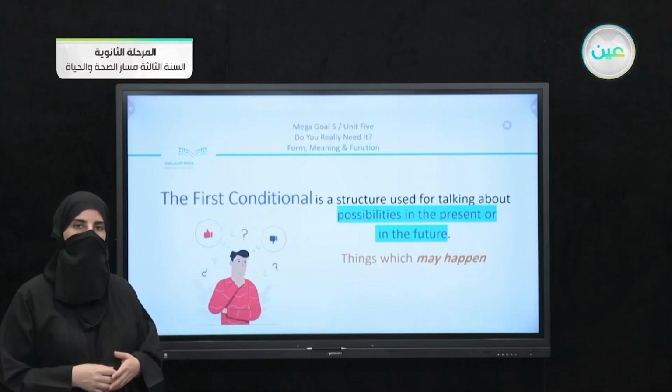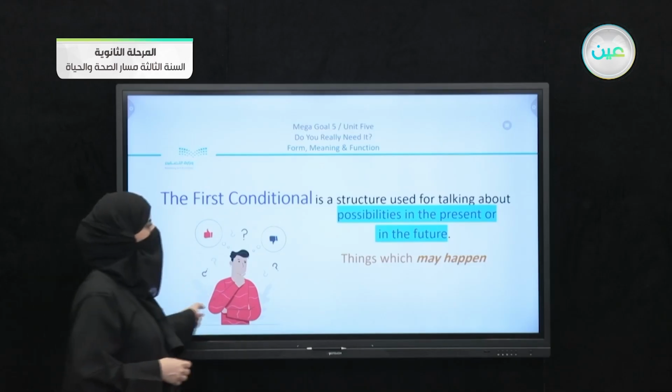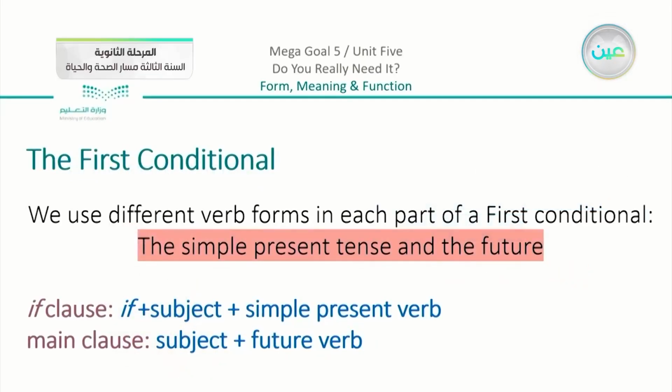Now, what is the difference also in structure? We have here the meaning, I want to see also the structure. In the first conditional, we use different verb forms in each part: the simple present tense and the future. So how? In the if clause, we use if plus the subject plus the simple present verb, which is like the zero conditional. But we do have the main clause here, and with the main clause, instead of using the simple present, we are going to use the future. So we have here the subject plus the future verb.